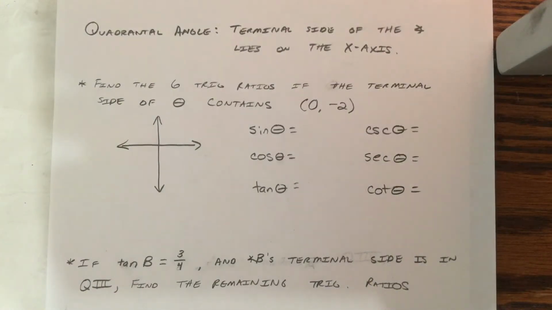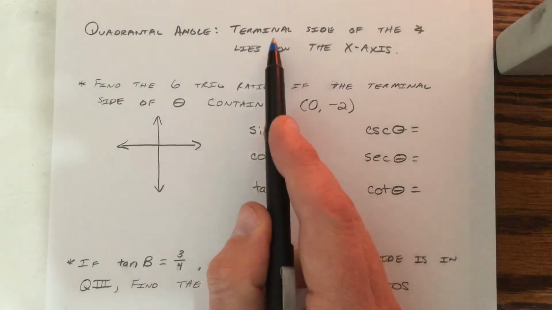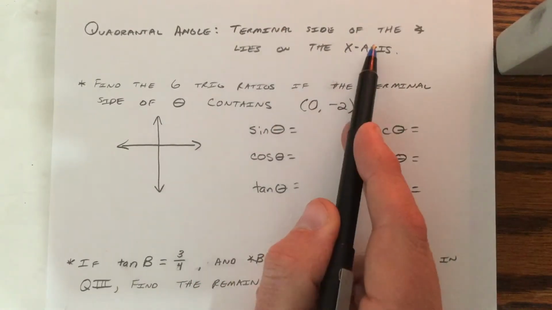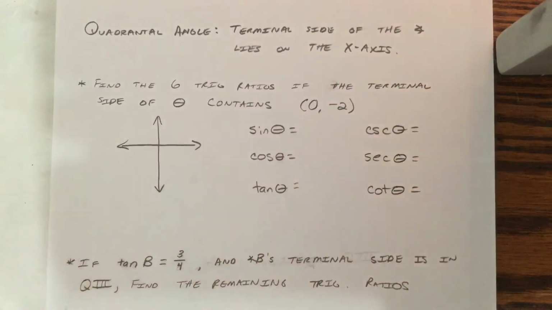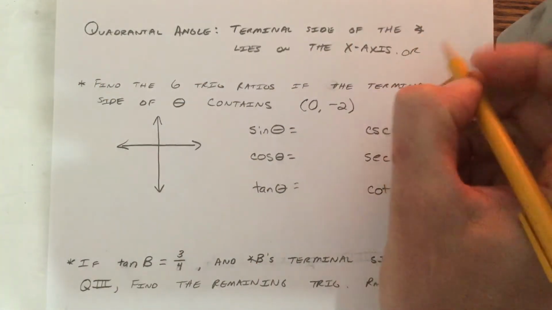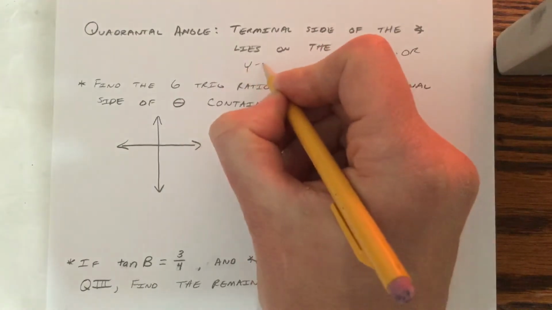Okay, in this final video, we're going to go over something called a quadrantal angle to start, and then we're going to look at another application of a trig ratio that's in a different quadrant outside of quadrant 1, where values are always positive. So a quadrantal angle is an angle whose terminal side lies on the x-axis or y-axis. All right, so terminal side is on the x-axis or the y-axis.